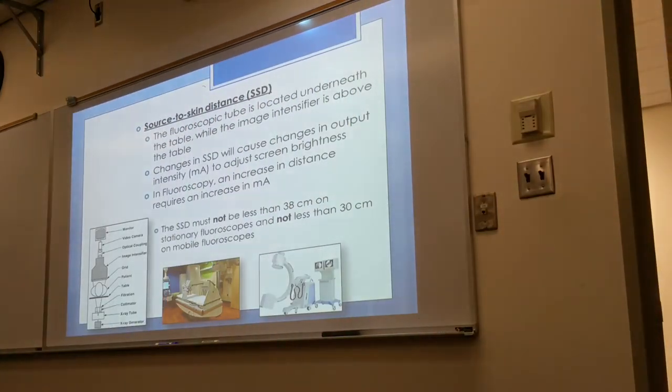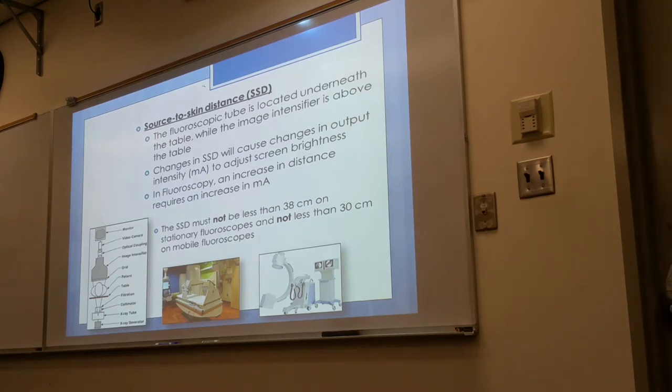Now the source to skin distance, we're not talking about source to image distance. In fluoroscopy, we refer to this as source to skin distance, and it's the distance between the fluoroscopic tube and the patient being irradiated. The fluoroscopic tube is located underneath the table while the image intensifier is above. Changes in SSD will cause changes in output intensity to adjust screen brightness. In fluoroscopy, an increase in distance requires an increase in mA.